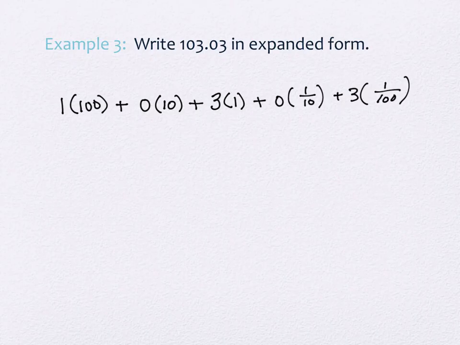Again, what's your book going to do? Well, where it says 100, it's going to write 10 squared. And where it says 1, it's going to write 10 to the 0. And where it says 1 over 100, it's going to write 10 to the negative 2. Okay, so when you're checking your answer in the back of the book, please don't change it to that form. That's not what we want. Okay? All right.